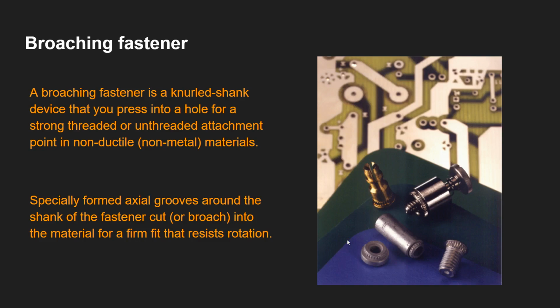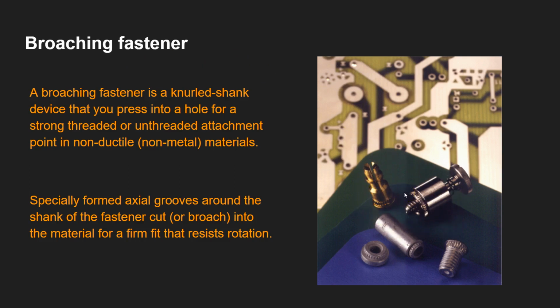So this slide talks about the broaching fastener, which is one example of a mechanical fastener. It says a broaching fastener is a knurled shank device that you press into a hole for a strong threaded or unthreaded attachment point in non-ductile material. So here one choice to eliminate a loose hardware problem is this broaching fastener, and an example is given on the right in this picture.